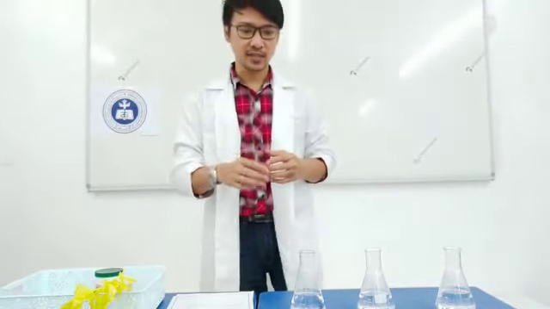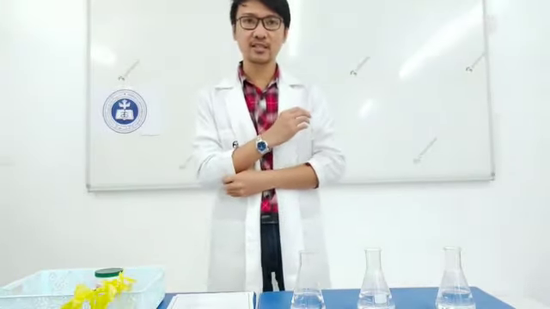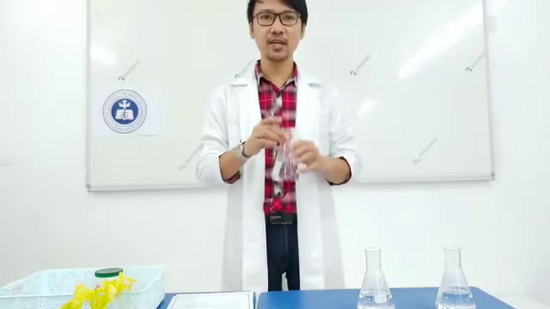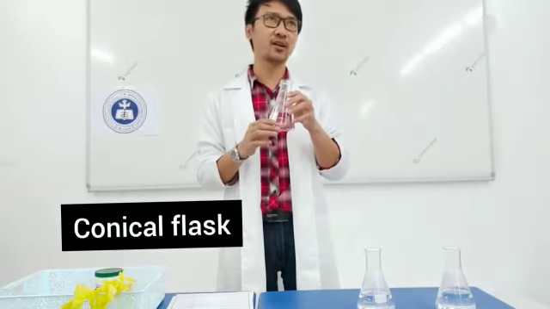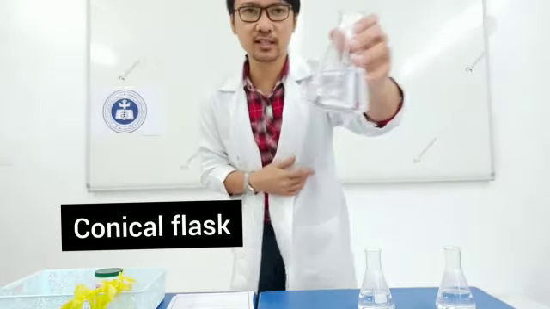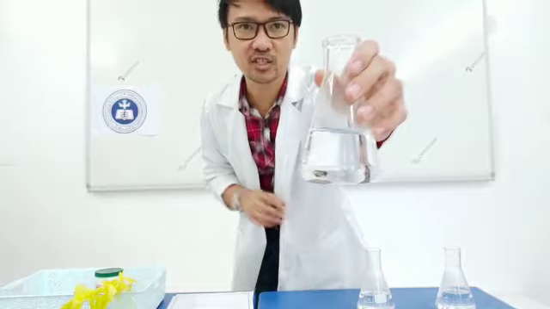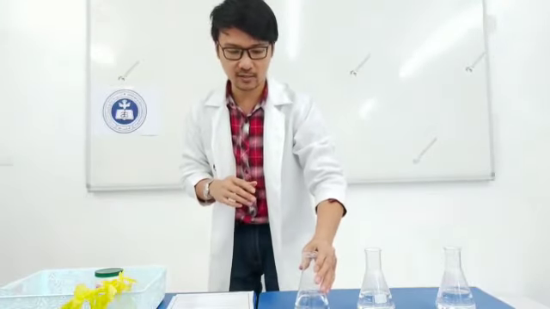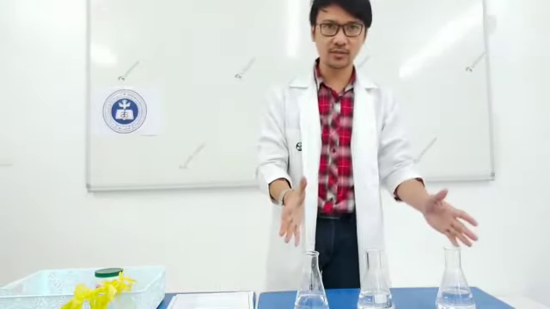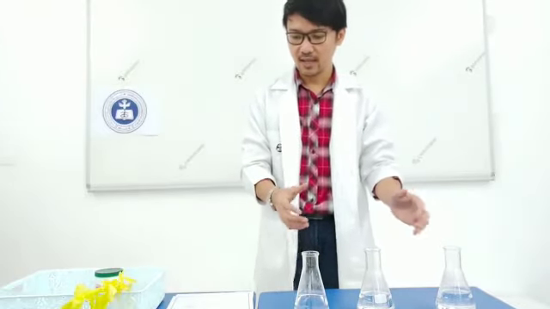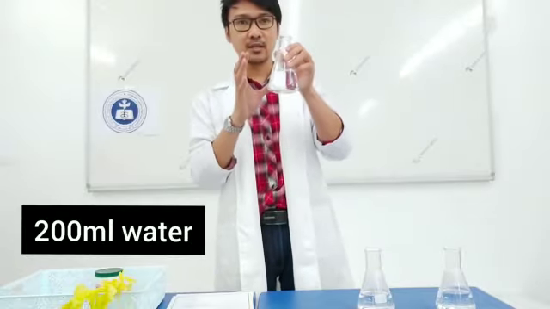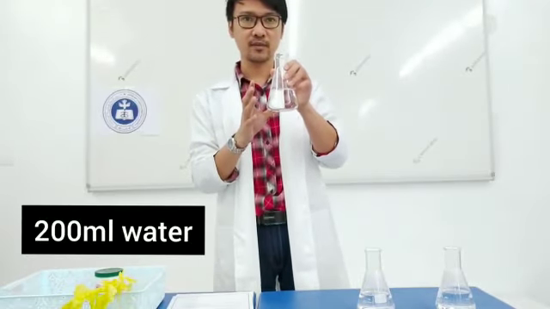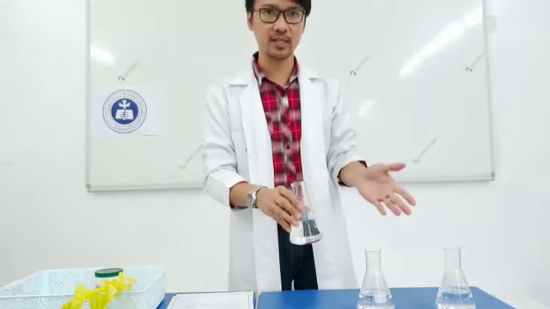Okay, so what are the materials that we are going to use? It's written there, 3 plastic cups, but here we are going to use what we call a conical flask. It's shaped like a cone, that's why it is known as conical. So we are going to use 3 conical flasks, and there will be water in each one, 200 ml of water for each flask.